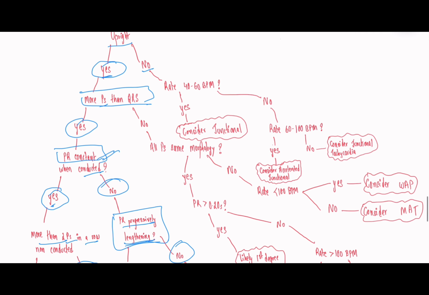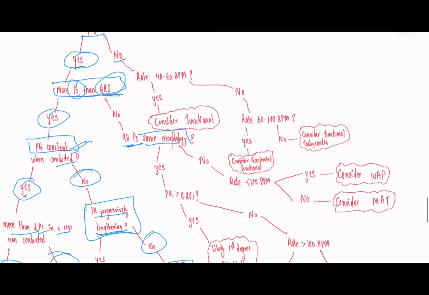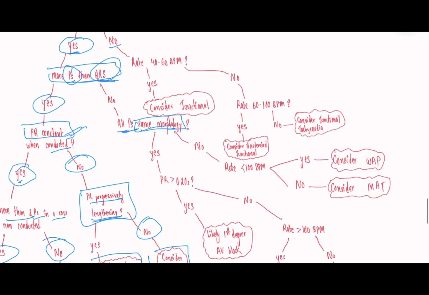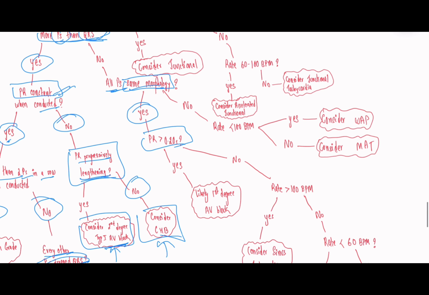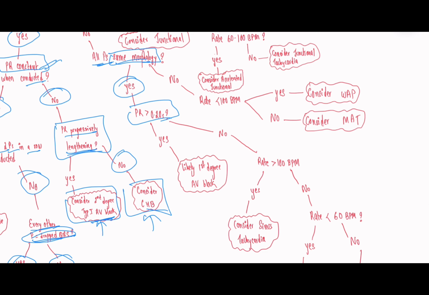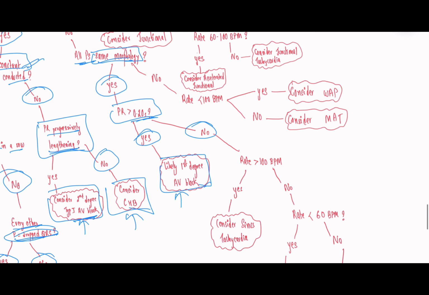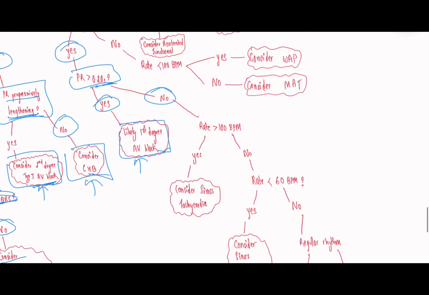If there are not more P waves than QRS, then we should look at the P wave morphology. If all P waves have the same morphology, we should check the PR interval. If the PR interval is more than 0.20, then it could be first degree heart block. If the PR interval is not more than 0.20, we should check the rate.